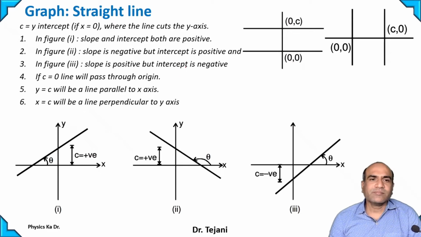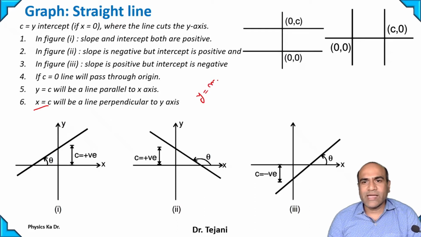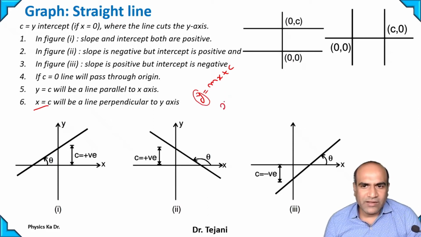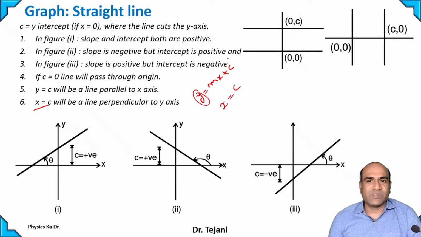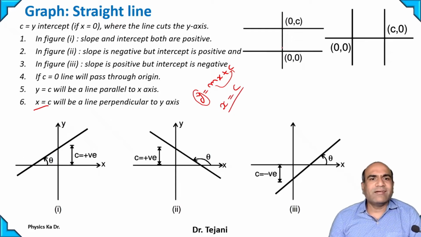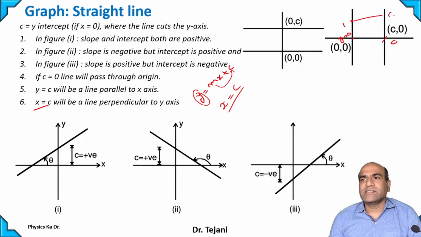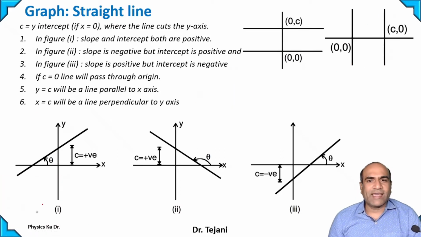And similarly, when x is c, what is the equation? Y is equal to mx plus c. If this term is not there, and here x is equal to c, x becomes c. For any value of y, if y is equal to 0, x is c. Y is equal to 1, x is c. Y is equal to minus 1, x is c. It gives a straight vertical line, and it is parallel to the y axis.